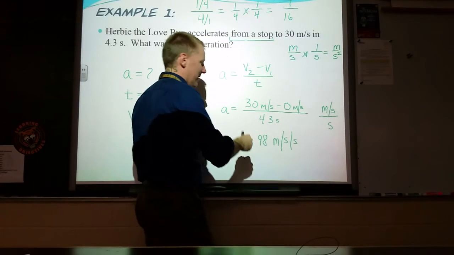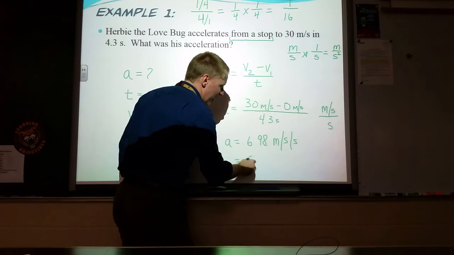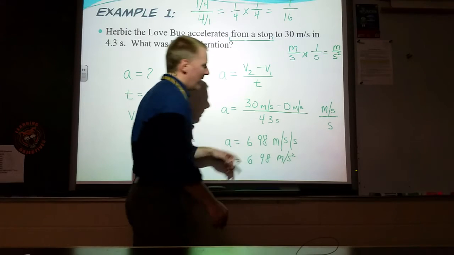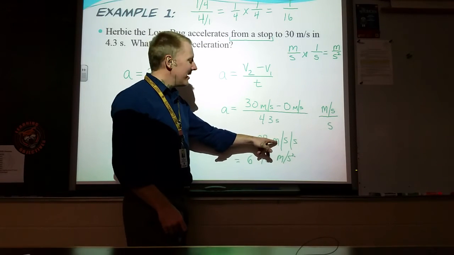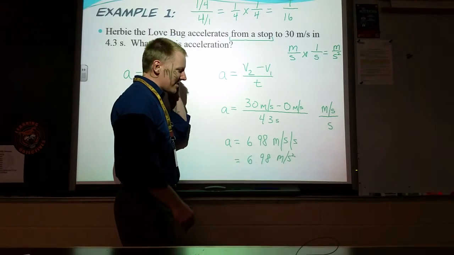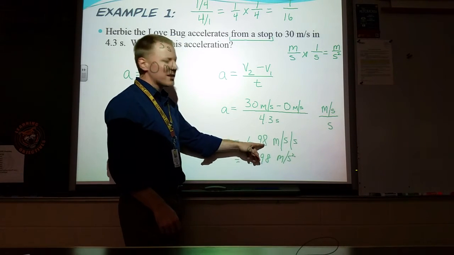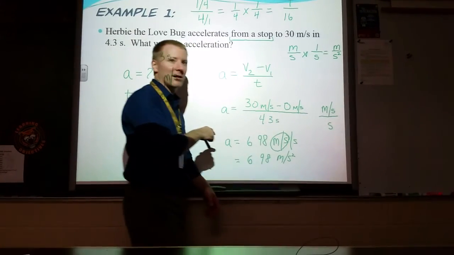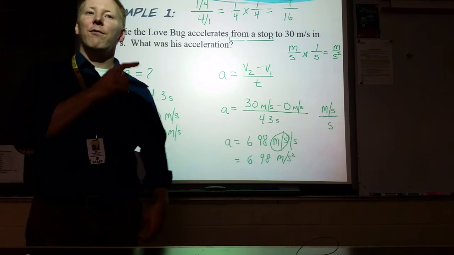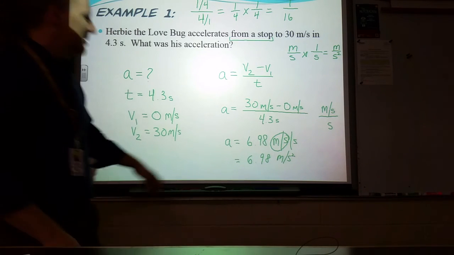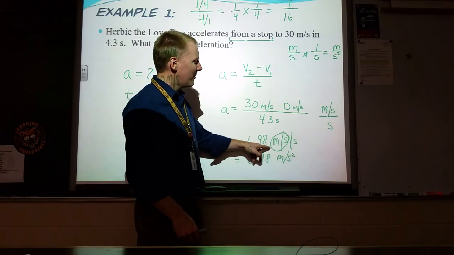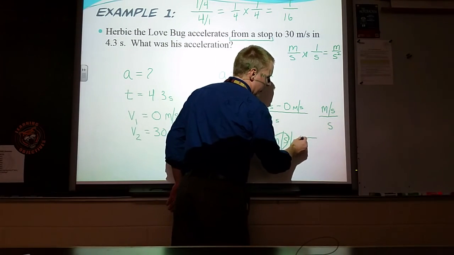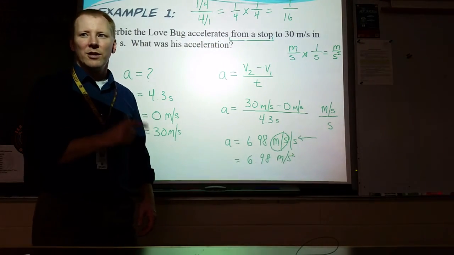That's another way to write this. So another correct response would be 6.98 meters per second squared. These are equivalent. They mean the same thing, but I like this method better, because what this tells us is that we have about 7 meters per second change every second. That's what acceleration is. It's how fast we're changing our velocity. So my preference is to write it out this way. This is the way you'll see it in most books, meters per second squared.